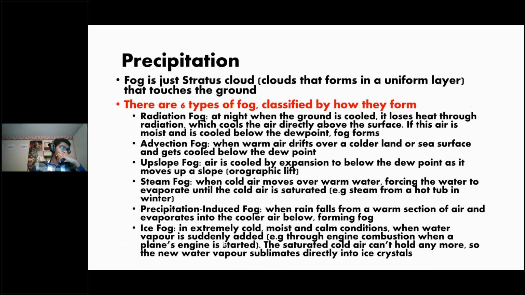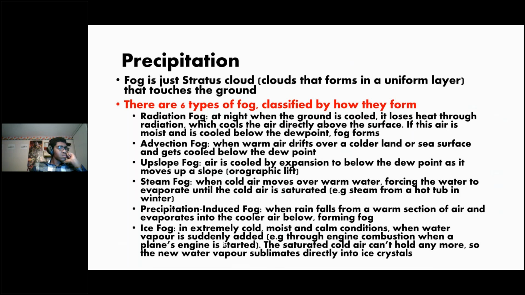So yeah, basically the ground gets cold, and then the ground, which is now cold, makes the air directly above it colder. And so if there's moisture in this air and it's cold enough and stable enough, then you'll get fog that forms, radiation fog. We have advection fog, which is when warm air drifts over a cold land or sea surface. And then it gets cooled below the dew point, right?